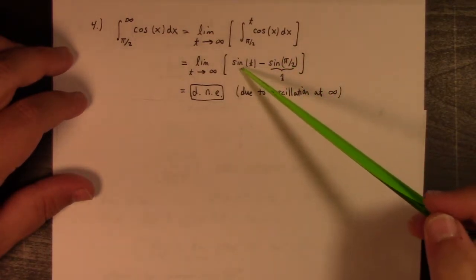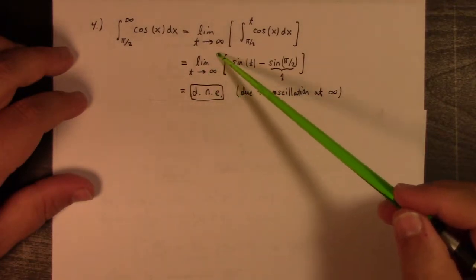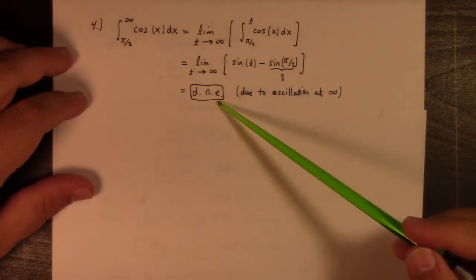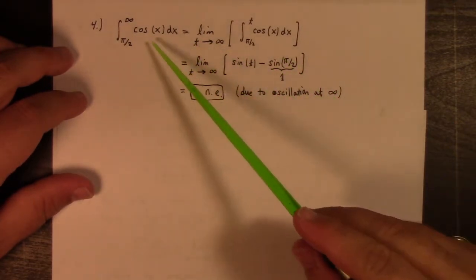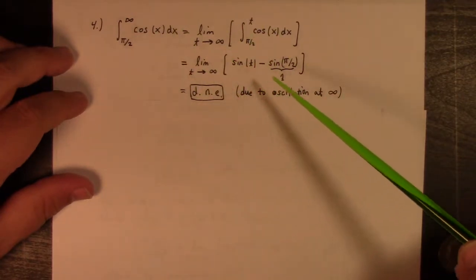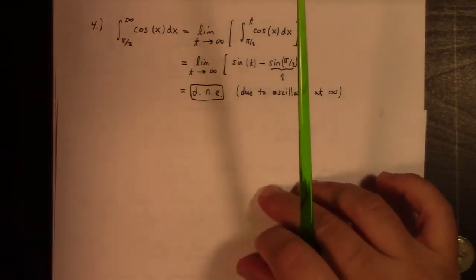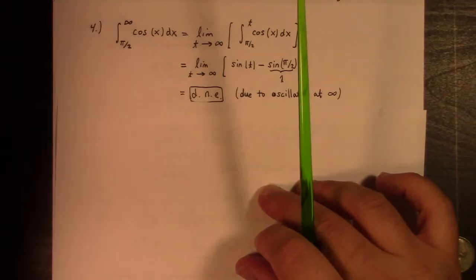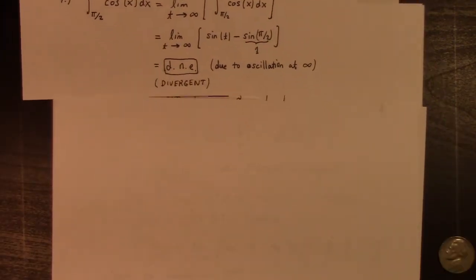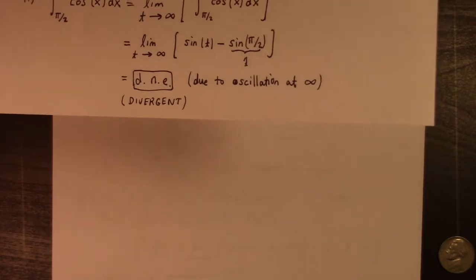But the thing about sine of t is that as t goes to infinity, it's always oscillating, right? So this limit does not exist due to oscillation at infinity, and consequently this integral diverges, due to oscillation. So that's a little bit different than the area being unbounded. It's just not entirely defined, right? Okay, next up.